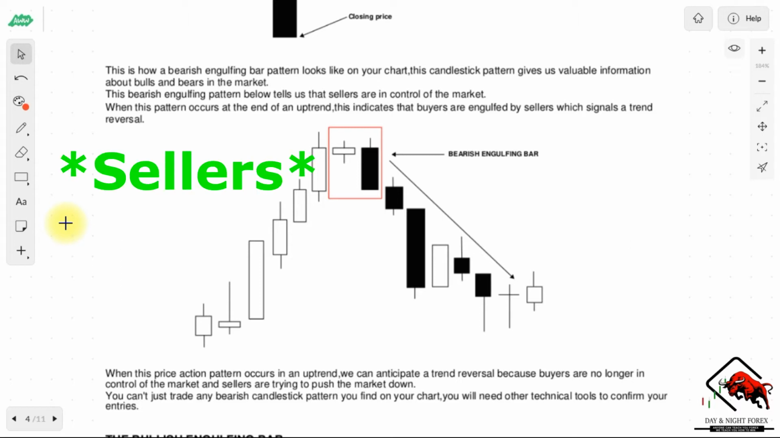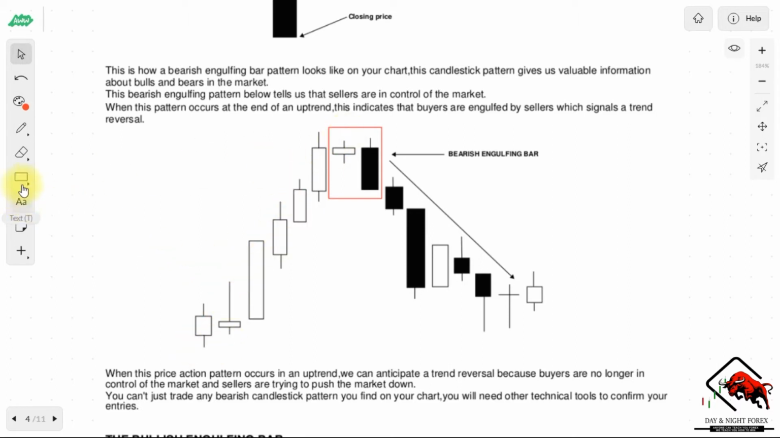When this pattern occurs at the end of an uptrend, like this one, the market was going up, and then when it came to this point, it created this bearish engulfing by fully engulfing this small candlestick with this new bearish candle. I call this a bearish engulfing because it fully engulfed the previous small candle just before it. So it's now a confirmed bearish candle.